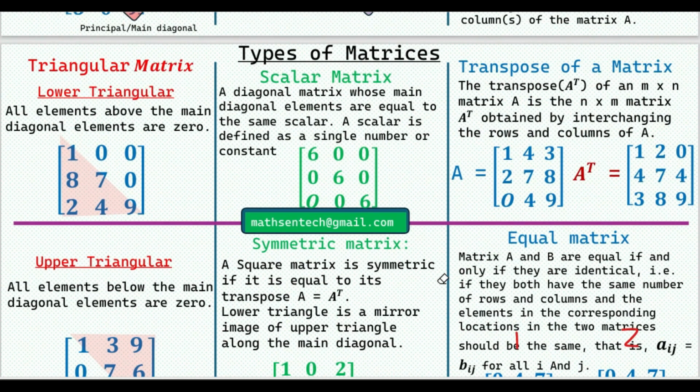So let's also go to something else we call the transpose of a matrix. We have just seen it right there with the symmetric matrices. So what is a transpose of a matrix?